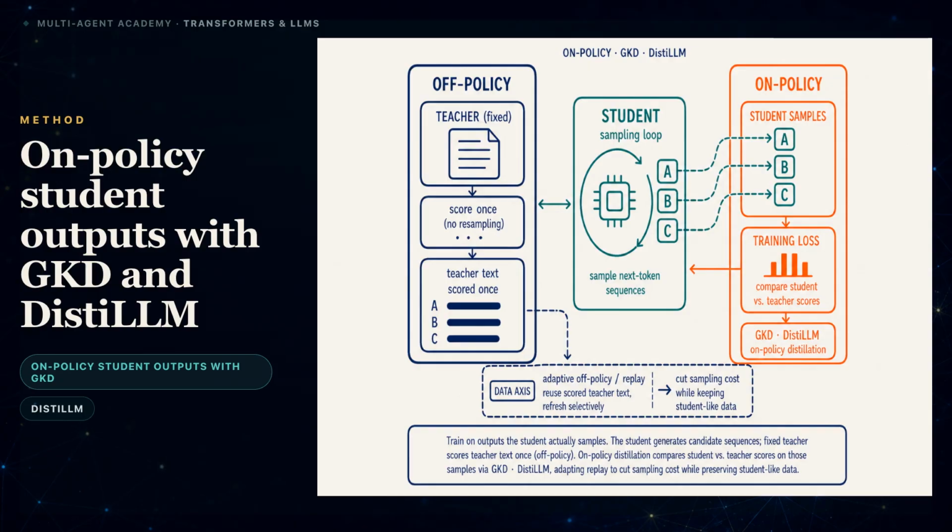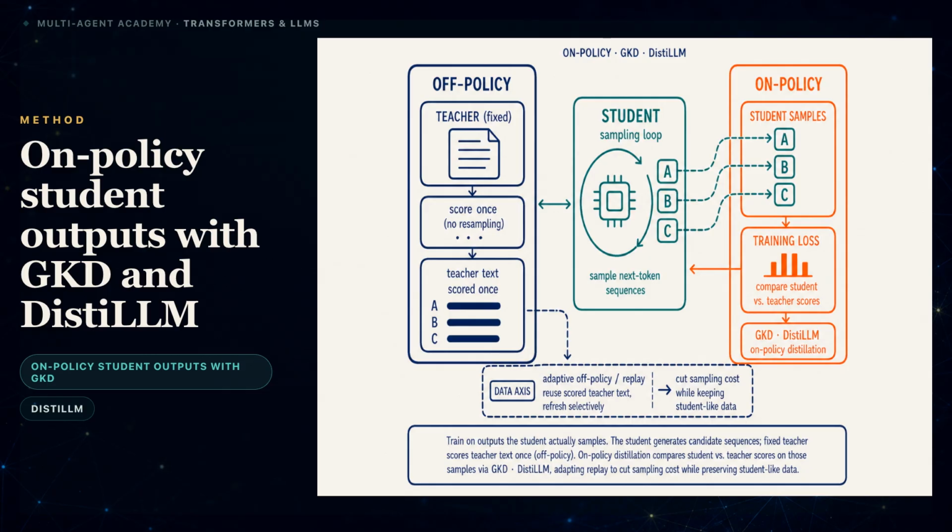The next choice is which text the student sees during training. A fixed teacher-generated dataset is called off-policy data because the examples do not come from the student's current behavior. This approach is simple and reusable, but it may not include the mistakes the student makes after deployment. On-policy training asks the current student to generate responses, then uses the teacher to evaluate or guide those student responses. The training data therefore changes as the student changes.